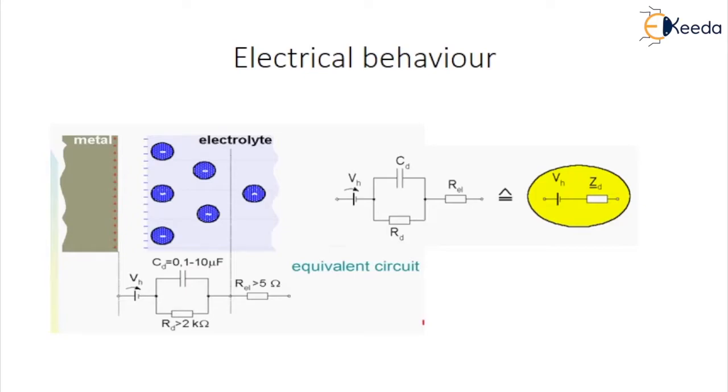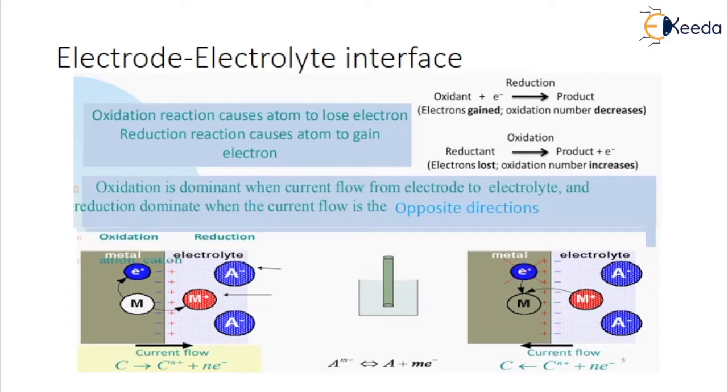CD is nearly equal to 0.1 to 10 microfarad and RD is greater than 2 kilo ohm. REL is greater than 5 ohm. Next is the electrode electrolyte interface. The current crosses it from left to right. The electrode consists of metallic atom C. The electrolyte is an aqueous solution containing cations of the electrode metal, C plus, and anions, A minus.